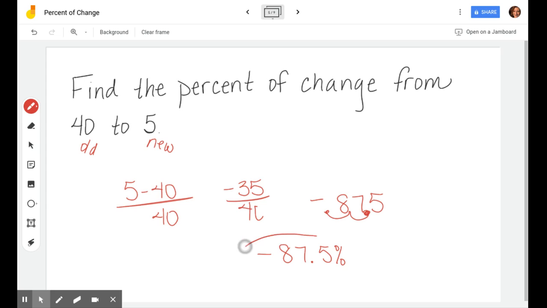Now, if you're doing a multiple choice paper or you're on the state test or something, if it's multiple choice and you don't see a negative, you may just see 87.5% decrease. You can label it as a decrease or you can call it a negative. Either way, it indicates that it went downward.